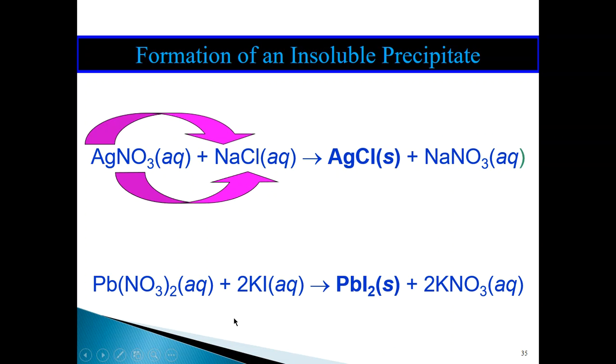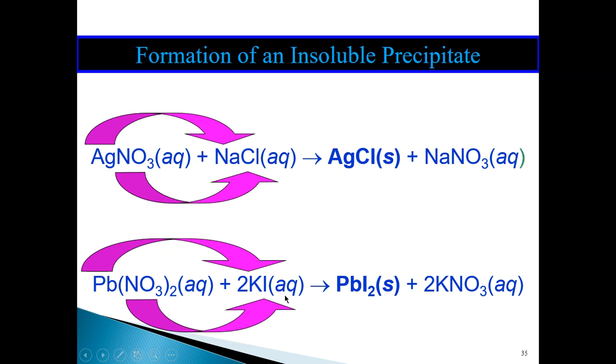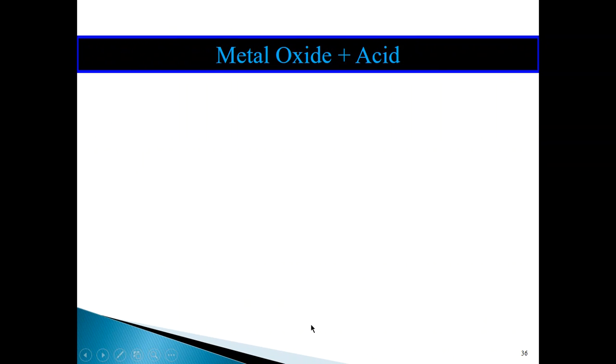Here's another example, lead nitrate reacting with potassium iodide. Again, the lead in this case would be displacing the potassium, so the lead would end up being combined with the iodide to form lead 2 iodide, and the nitrate will displace the iodide to form potassium nitrate. So that's another example of a double displacement reaction.